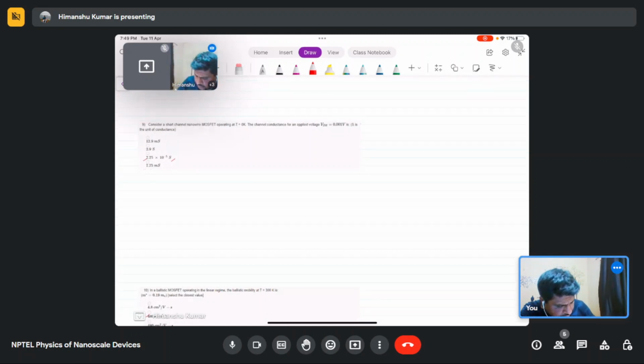Consider a short channel nanowire MOSFET operating at 0 Kelvin. The channel conductance for applied voltage VDS equal to 0 volt is. So basically this VDS is very small, so we can say the channel is in the linear region or near equilibrium.